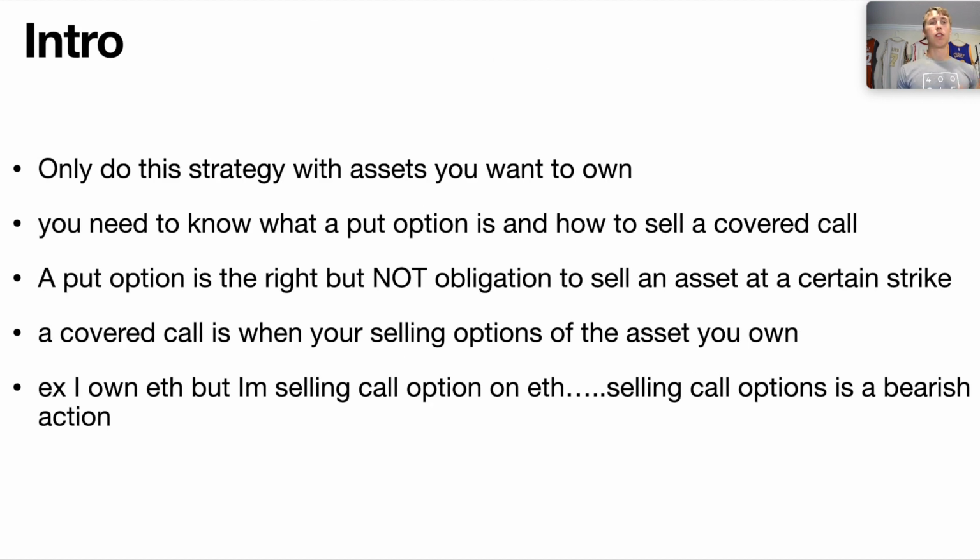So the intro. Only do this with assets you want to own. Second, you need to know what a put option is and how to sell a covered call. Well, a put option gives me the right to buy a particular asset at a certain price. Selling a covered call is basically selling calls of an asset that I already own. If I'm selling 10 ETH calls, but I hold 10 ETH, it's kind of like a covered call because I have exposure to the asset, but yet I'm also bearish the asset because I'm selling calls, basically locking in my profit.